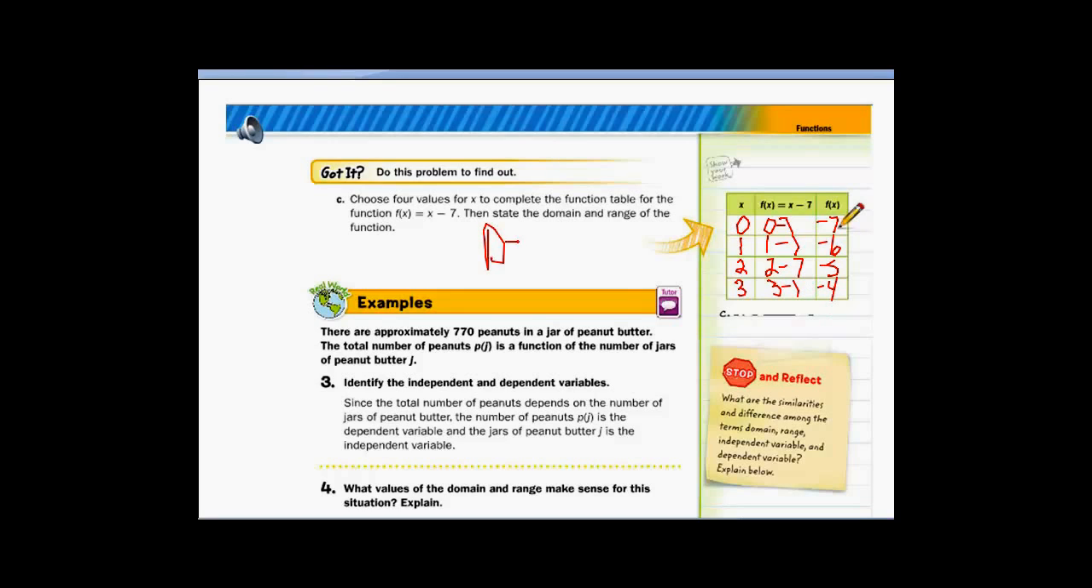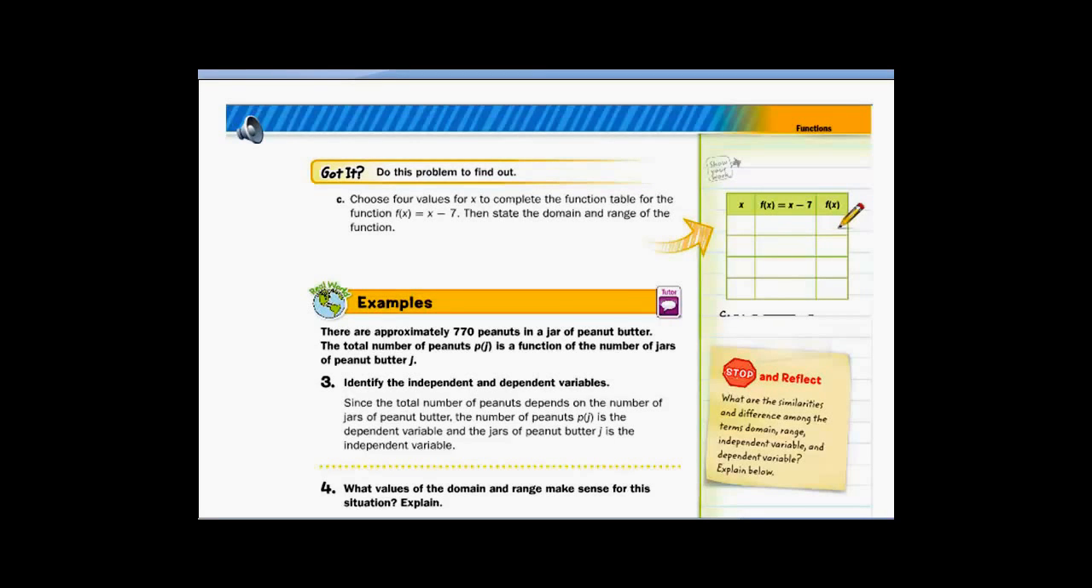So you would then state the domain and range. So you would say domain equals, make sure you are putting them in braces, 0, 1, 2, 3. Range, corresponding range, -7, -6, -5, -4. Now, they won't always be one apart from each other. It just happens to be like that because I chose ones that are one apart and we are not multiplying anything. Okay. Let's move on to the next part.